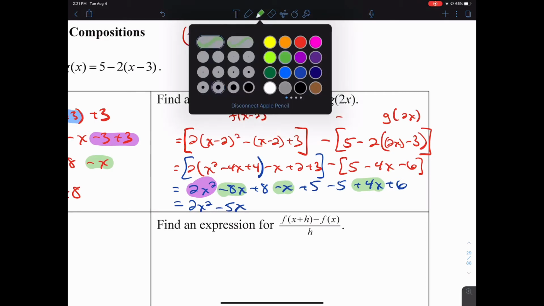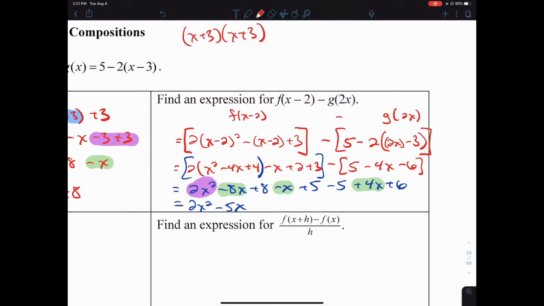Constants, minus 5 and a plus 5 cancel. I have a plus 8 and a plus 6, which is a plus 14. That makes me a little bit nervous because on my key, that's not what I have. Let me just check this out real quick to see.